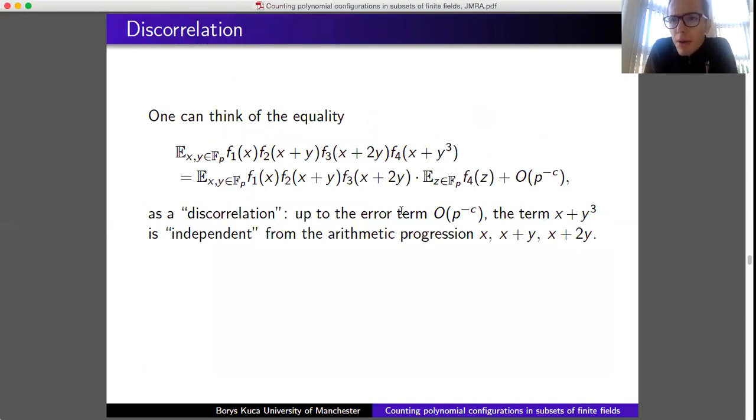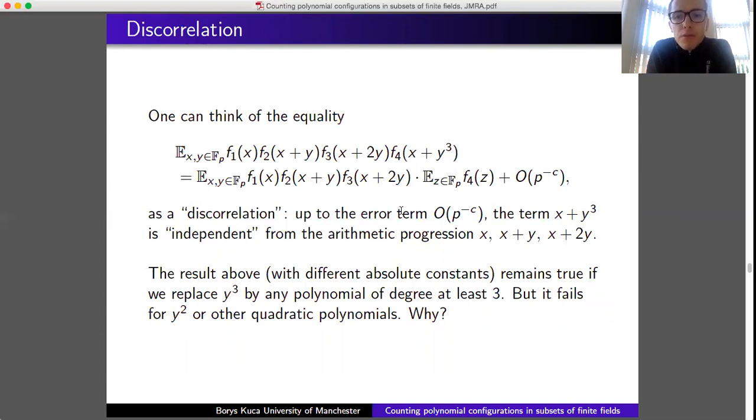And let me give you one way of how to think about this expression. I like to think of this equality as some sort of decorrelation. What it says really is that up to the error term that we have here, the term x plus y cubed occurs independently from the arithmetic progression x, x plus y, x plus 2y. And from now on, I will call results like this decorrelation.